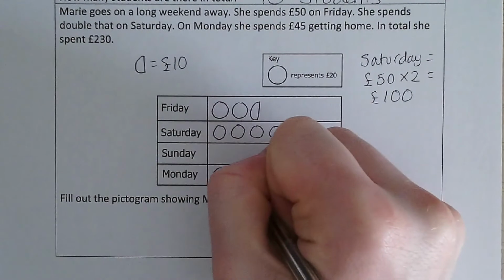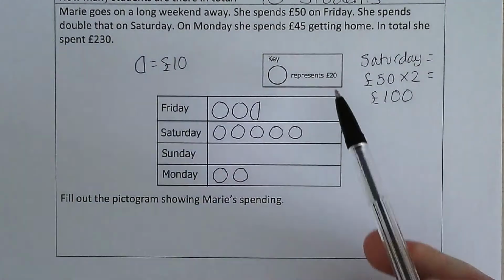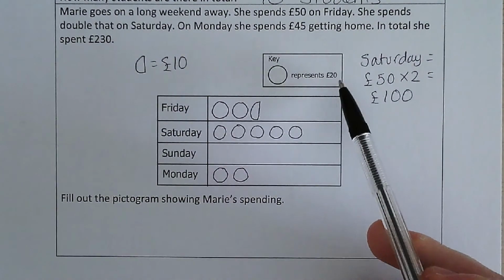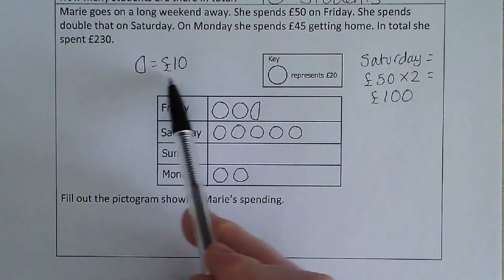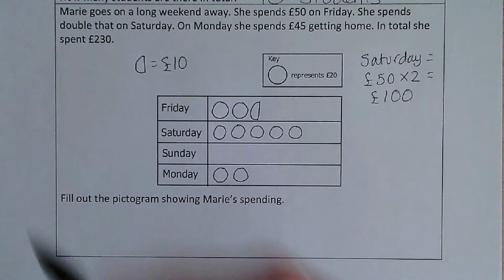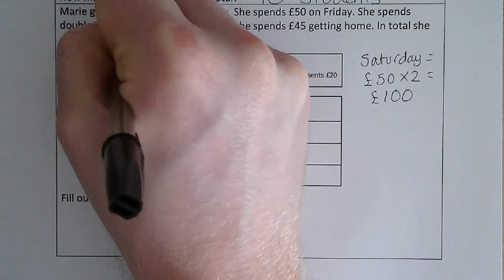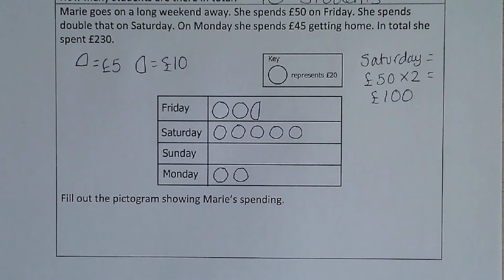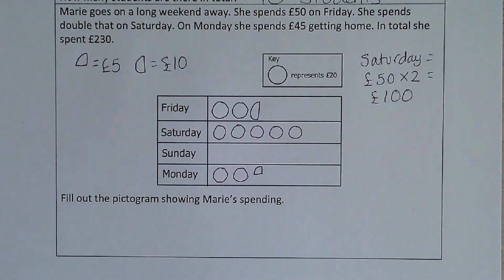Our next piece of information says that she spends £45 getting home on Monday. £45, well, we start by getting to £40 with 2 full circles, but now we need to add on an extra £5. £5 is a quarter of £20, so will be a quarter of a whole circle. Also, £5 is half of £10, so will be half of the half circle. So a quarter of a circle represents £5, and we can fill that in for Monday.